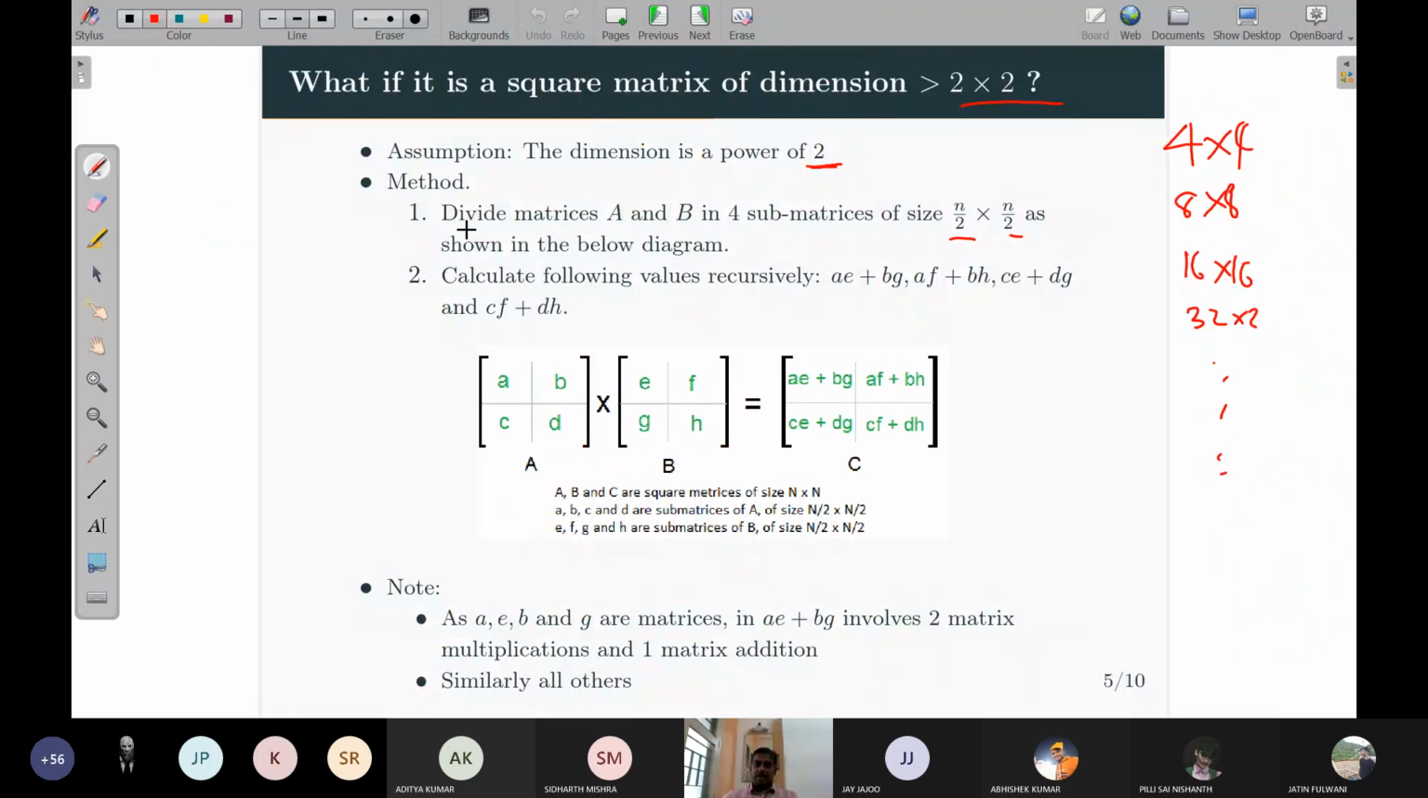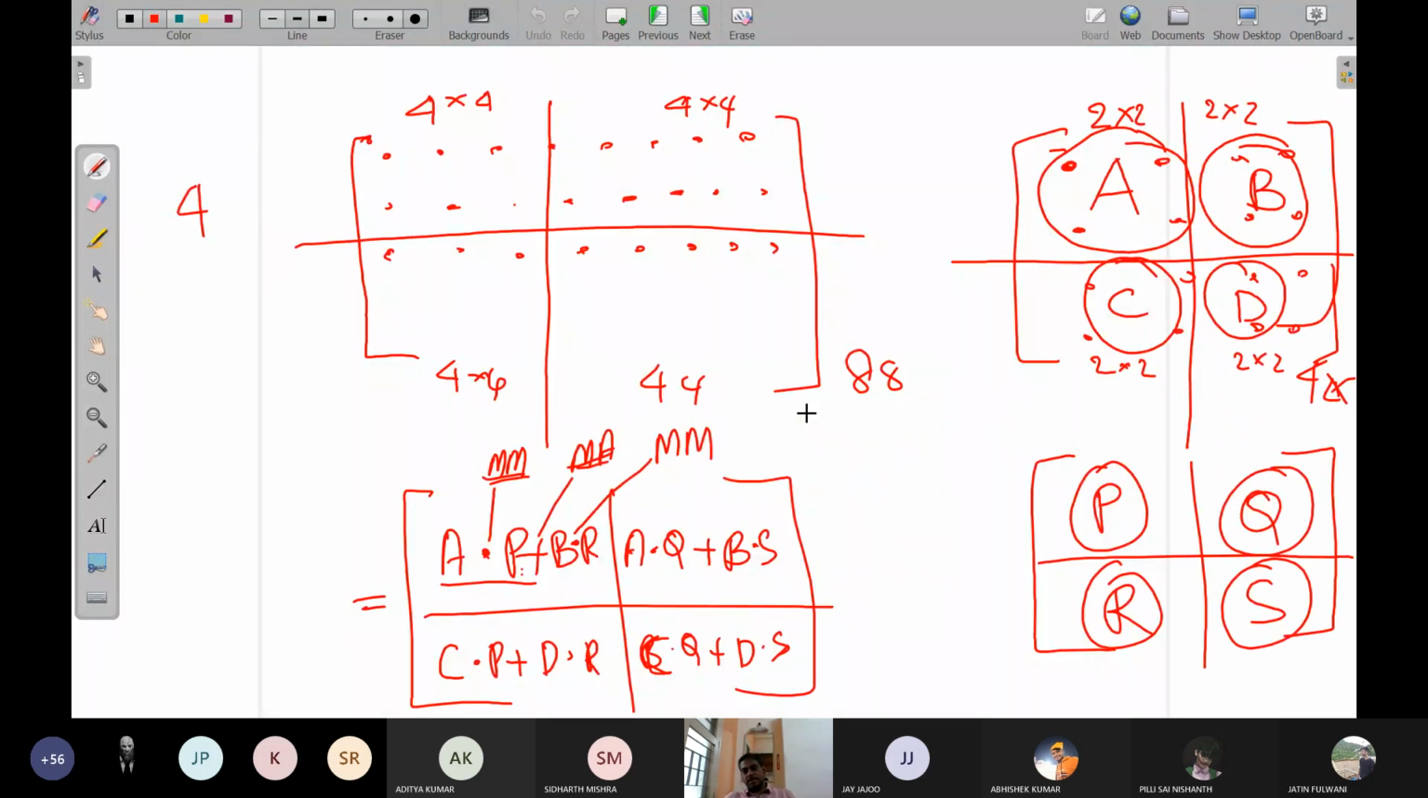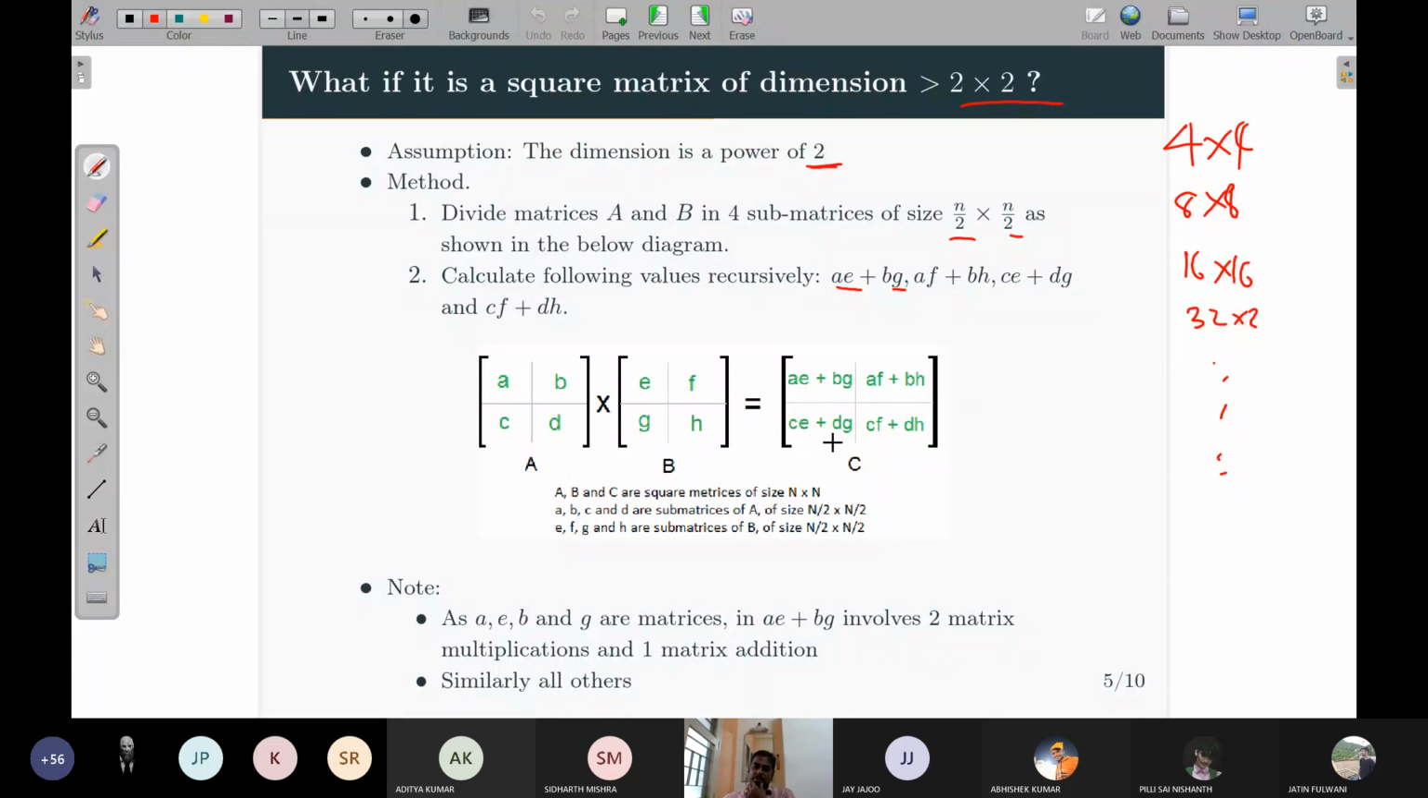Exactly the same thing is written here. Divide the matrices A and B into n by 2 and n by 2 as shown in the below diagram. This is our original matrix A and B, and we need to have the result as C. Here you can divide the matrix like this, calculate the following values recursively, and again divide like that. So AE plus BG. Here instead of PQRS, they have used EFGH and small letters. In this slide, we have used PQRS and ABCD capital letters. The notation is different, but the result will be the same.